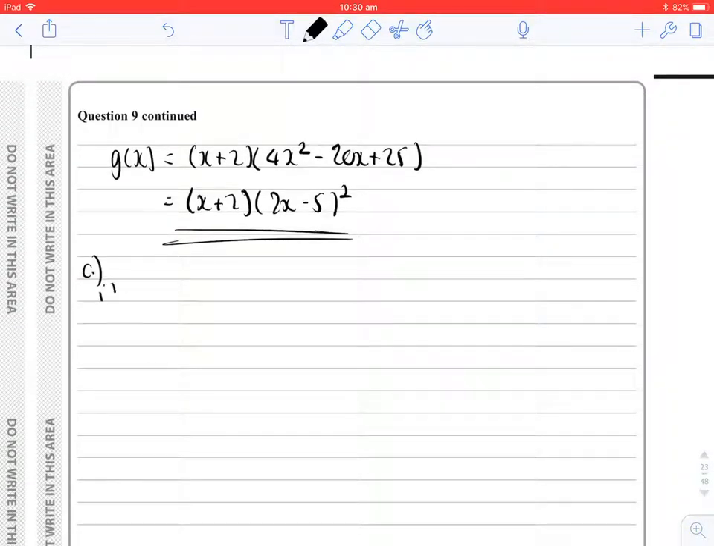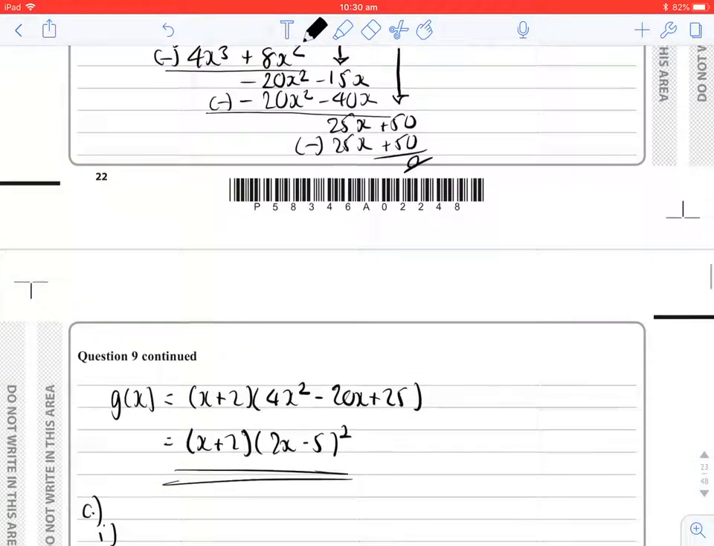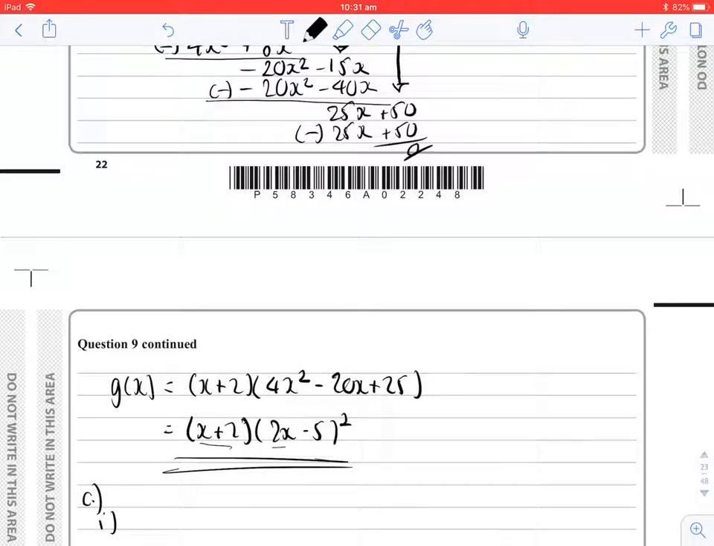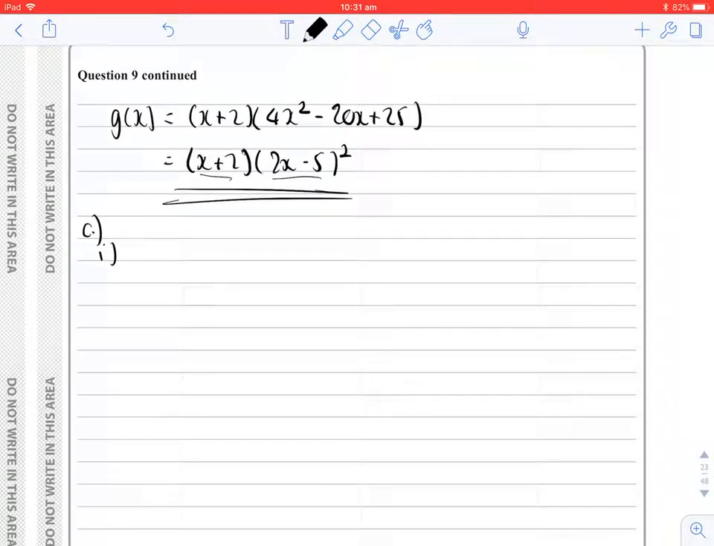Part C1. Use your answer to part B and the sketch to deduce the values of x for which g of x is less than or equal to 0. So by looking at our sketch where g of x is less than or equal to 0, we've got less than 0 in this part here, and we've got equal to 0 at that solution there. So looking at our answers, we've got one bracket of x add 2 and one of 2x minus 5. So that means this solution here is going to be 5 over 2, and this solution here is going to be minus 2. So from there we can say that the function is less than or equal to 0 when x is less than or equal to minus 2, or when x is equal to 5 over 2.